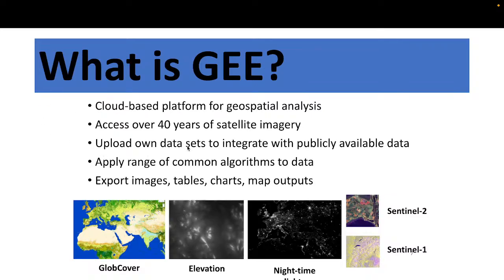Suppose you have some high resolution imagery. It can be SPOT satellite imagery, or it can be Maxar satellite imagery, or any other imagery. You can easily upload it in Google Earth Engine and also apply different types of algorithms. And finally, we can easily export the image, table, chart, map output, everything we can easily export from here. So this is the overall summary of Google Earth Engine.